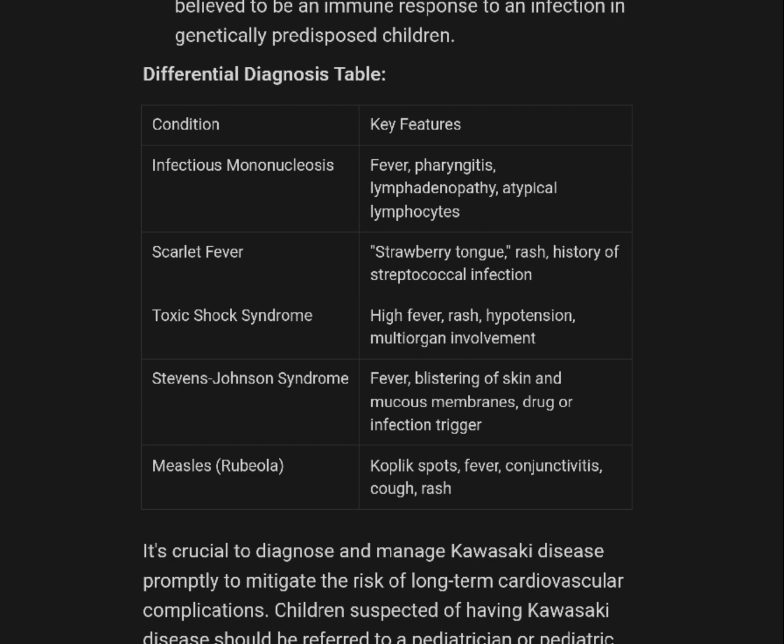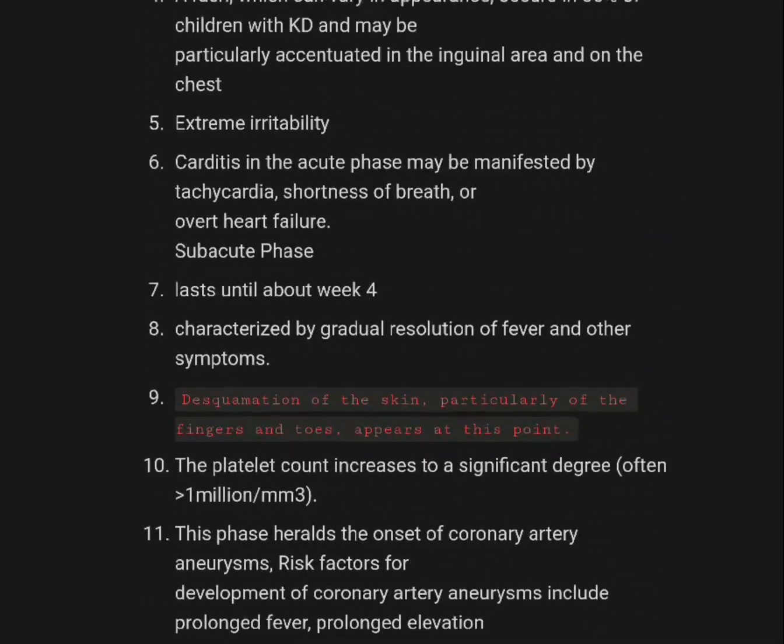It's crucial to diagnose and manage Kawasaki disease promptly to mitigate the risk of long-term cardiovascular complications. Children suspected of having Kawasaki disease should be referred to a pediatrician or pediatric cardiologist for further evaluation and treatment. So let's sum up.